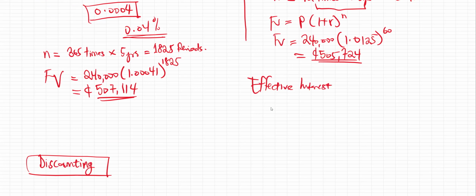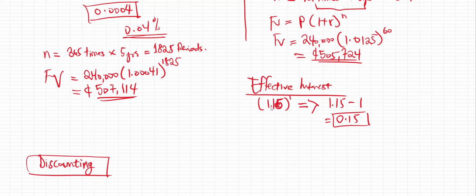So the first one, we knew that it was 1.15 raised to the power 1. So the effective interest rate here will just be this 1.15 minus 1, which gives us 0.15. That's the 15%. So this was annual, which was the effective interest rate.